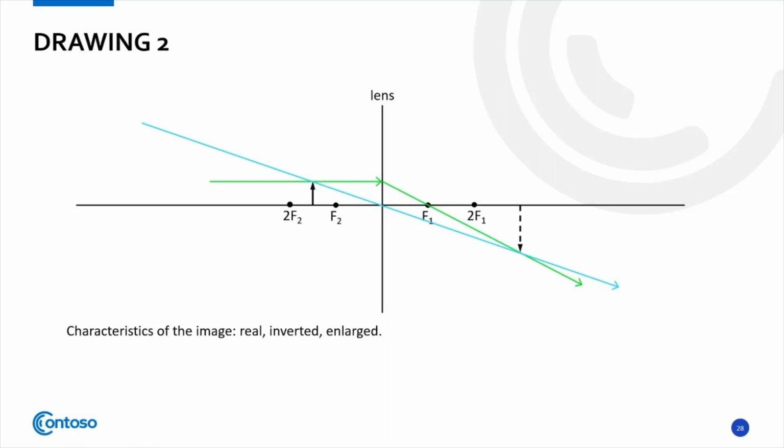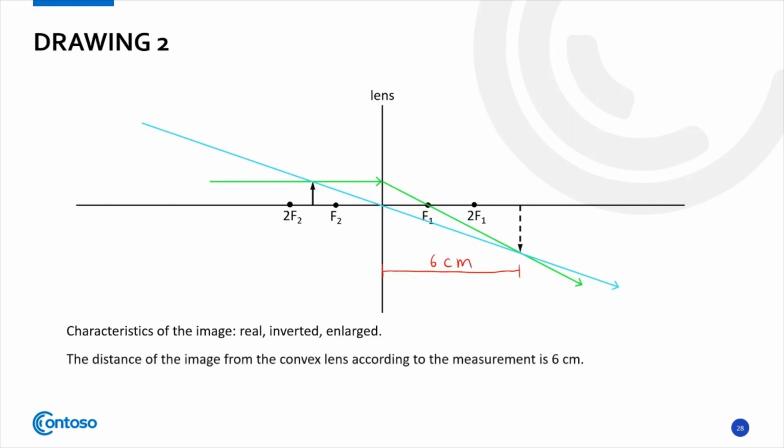Now measure the distance of the image from the lens. If your drawing is correct, then this distance should be equal to 6 cm. Since we use the scale 1 cm on the drawing represents 3 cm on the real measurement, we have to multiply 6 cm by 3 to get the real distance. So the real distance of the image from the convex lens is 6 times 3, which equals 18 cm.